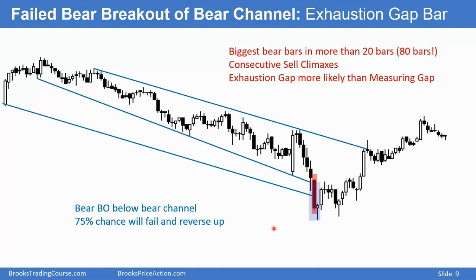Whenever I see the biggest bear trend bar occurring 20 or more bars into the trend, what do I think is more likely? Is it the start of a new, even stronger bear trend, or is it an exhaustive end of the trend? It's more likely an exhaustive end of the trend.